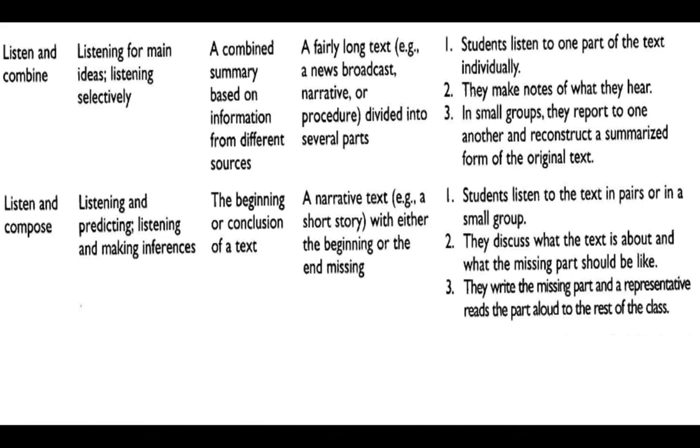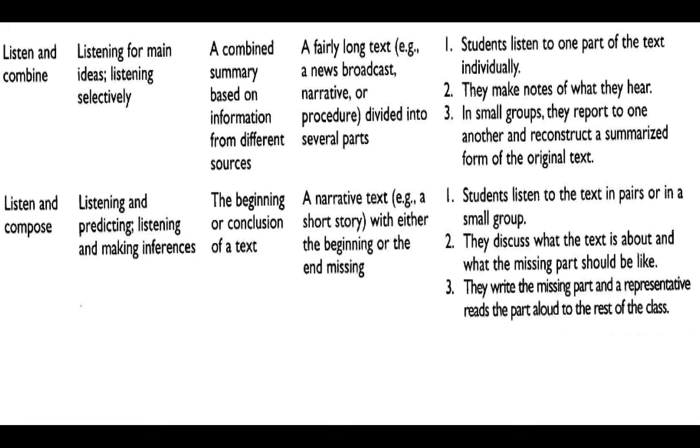So what material can you use in this task? A narrative, for example a short story, with either the beginning or the ending of that story missing. All right. So first, the learners listen to the text in pairs or in a small group. And then second, they discuss what the text is about and what the missing part should be.